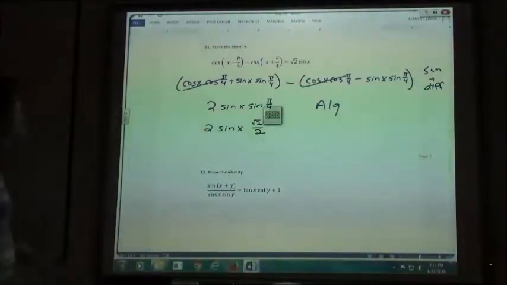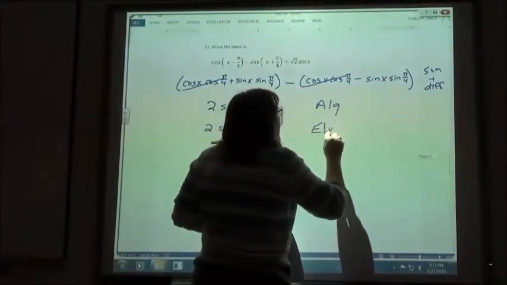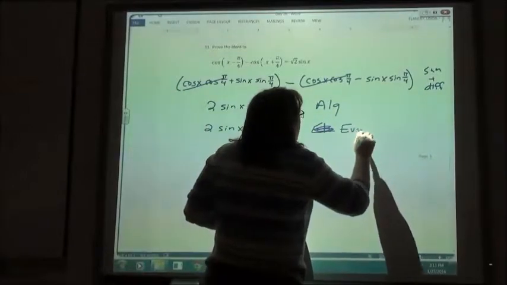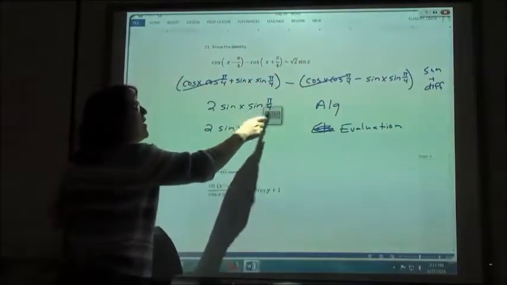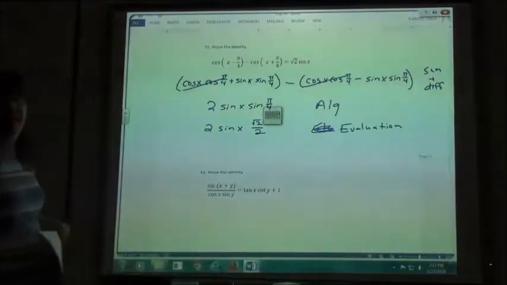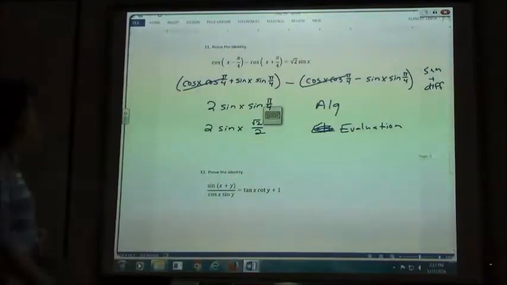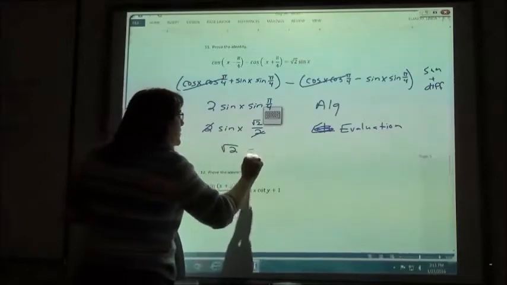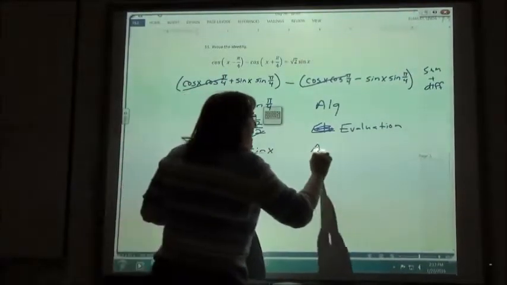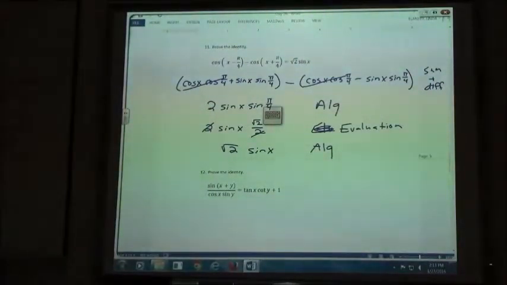And they're going to call that step evaluation. We haven't used that yet. Yep, I can even spell it. Evaluation. So if I have to look up the table and find what the sine or cosine of an angle is, they're going to call that evaluation. Now in this case, I can cancel this out. Move that to the front. I have square root of 2 sine of x. And again, that's just using algebra. And I have my identity proven.